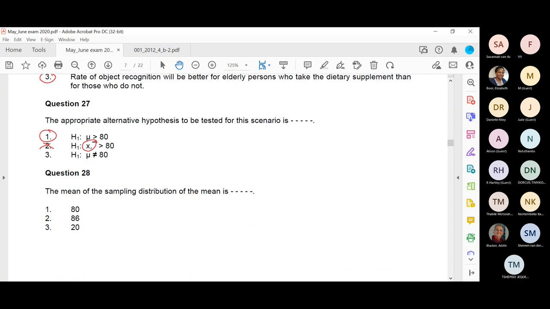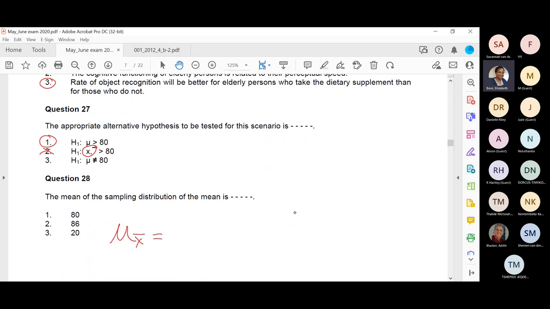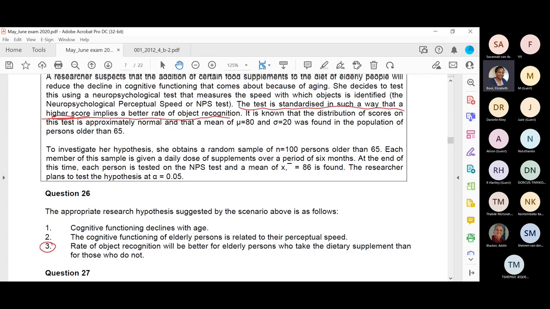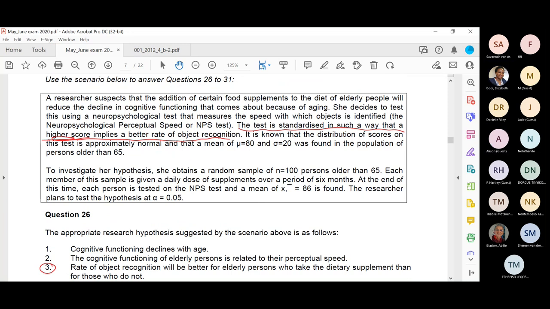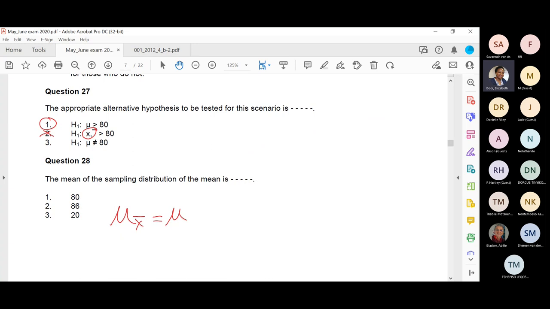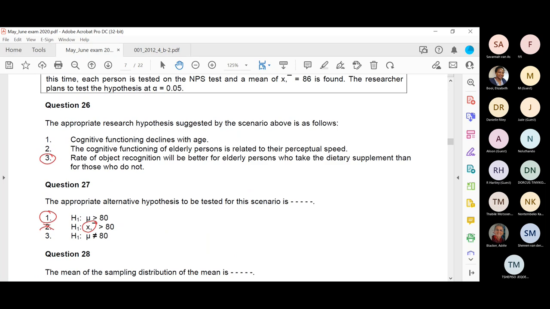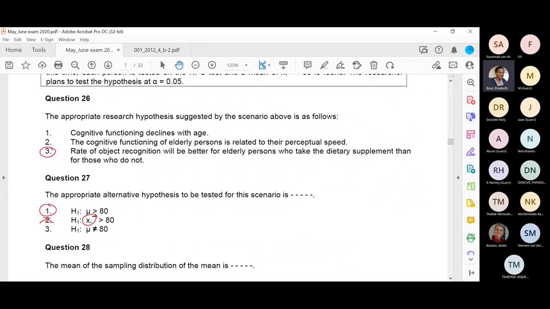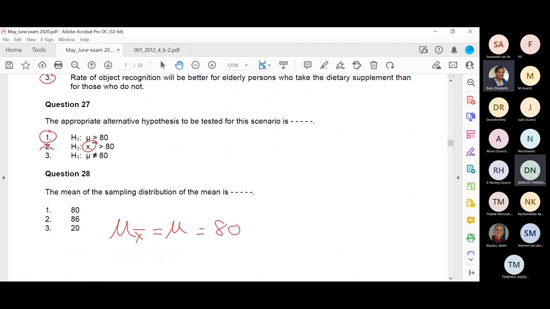Okay, the mean of the sampling distribution of this will be? Let's go back. I'm going to give you an example. With a sampling distribution, the mean of the sampling distribution is the same as your population mean. So they're asking, what is the mean of the sampling distribution? Go back to the question. What is the mean? 86. Nope. What is the mean of the sampling distribution? I just gave you a hint. Look at my formula. The mean of the sampling distribution is the same as your population mean. It's 80. The answer is 80, which is option two.